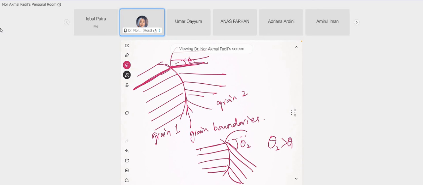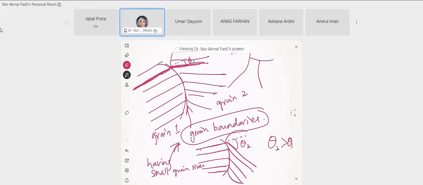So one way is having a large angle, but of course we cannot control this. The only way we can control giving an obstacle or a restriction to the dislocation motion, by having an effective grain boundary, is to control the grain size. To make the grain boundary an effective barrier to dislocation motion, we need a small grain size. Why? Because you give more obstacles.